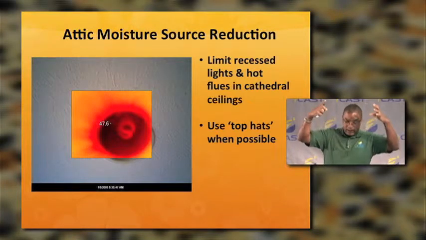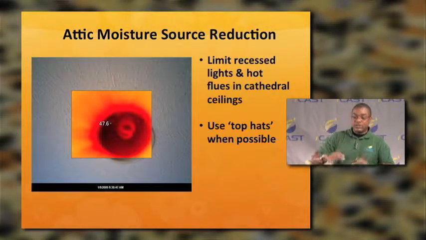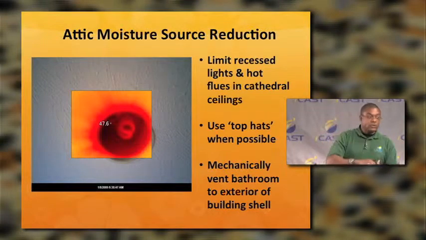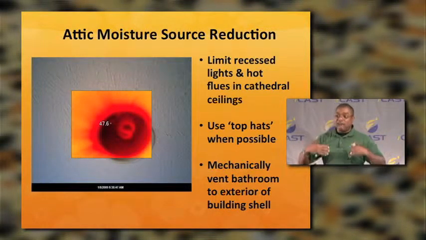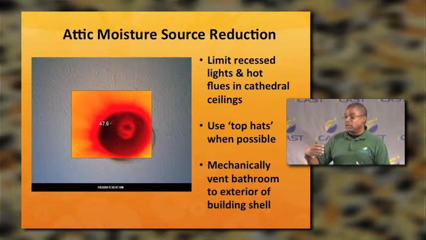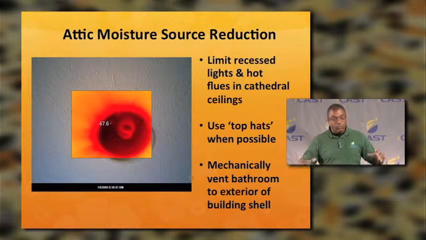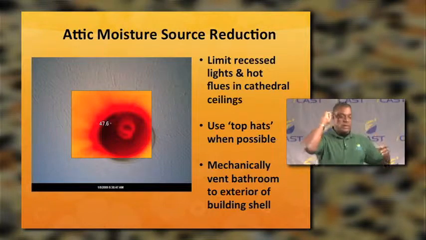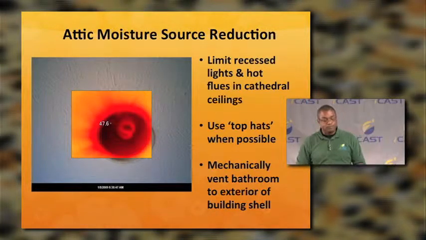But it's a seal that goes over the top of the can light and allows us to seal up that can light, but still dissipate the heat that comes from the light bulb. Now we can also mechanically vent the spaces where we have large amounts of moisture, like a kitchen or a bathroom, and we take that moist air and we pipe it up out of the house, and so that moisture goes outside and not into the attic area.